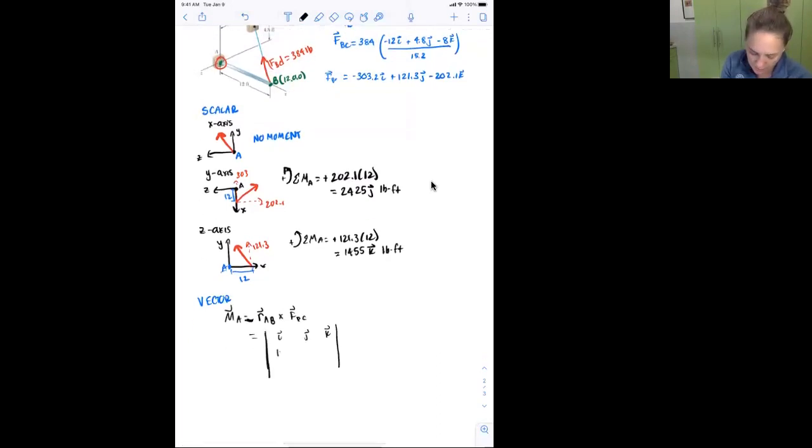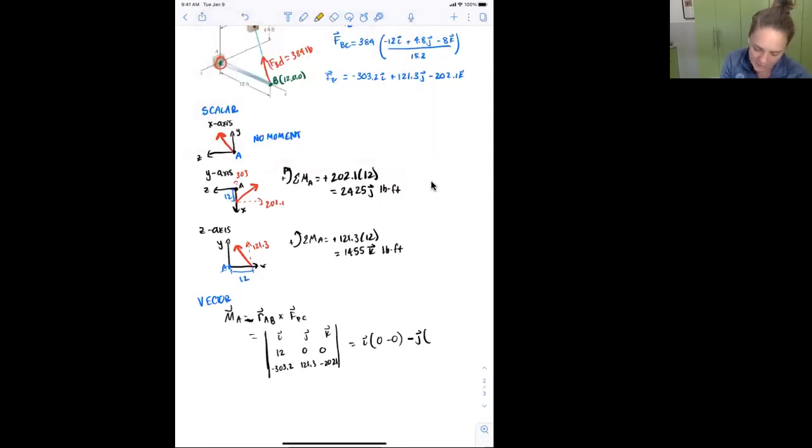Then I'm going to have my R, which is 12, 0, 0, and then my force, and I am going to put in my signs here. So it's negative 303.2, and then 121.3, and then negative 202.1. If I do this determinant, I'm going to have I hat, and that is going to be multiplied by 0. So it's 0 times something minus 0 times something, which is 0. Then I subtract J hat.